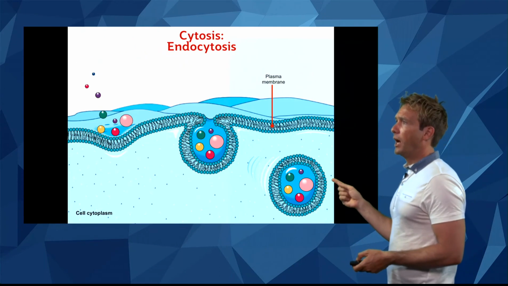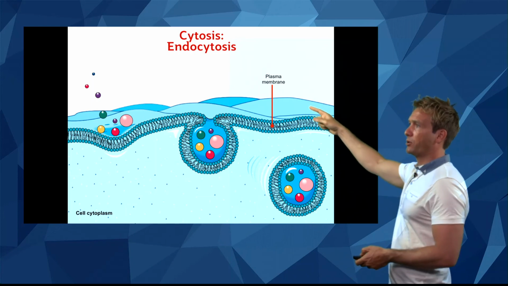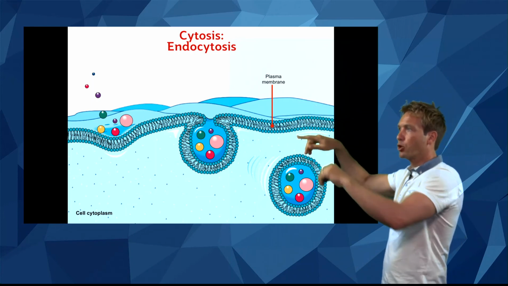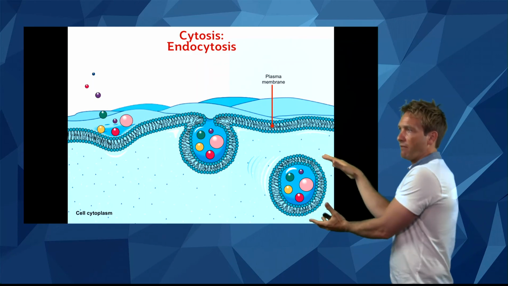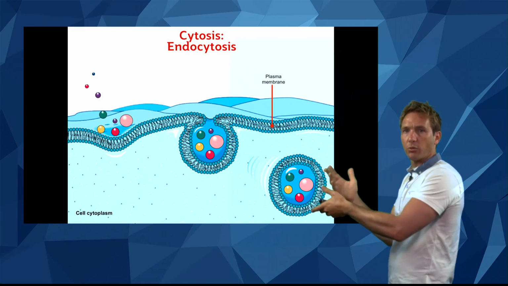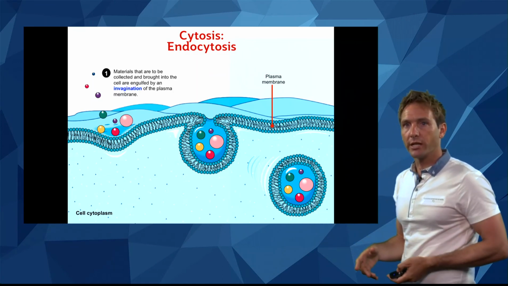So this is endocytosis. You can see the particles are on the outside, and then the cell membrane invaginates, it pinches off. You can see it pinching here. And then you have this vesicle on the inside that the cell can interact with, potentially put enzymes in to break down.